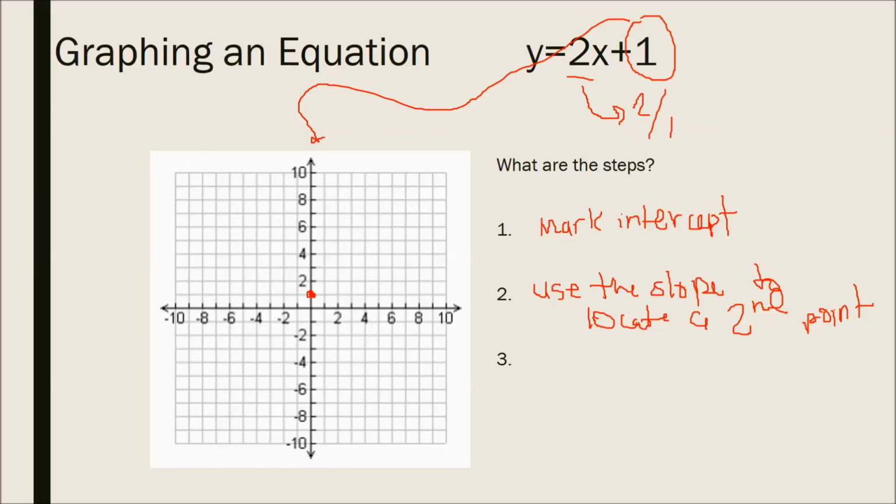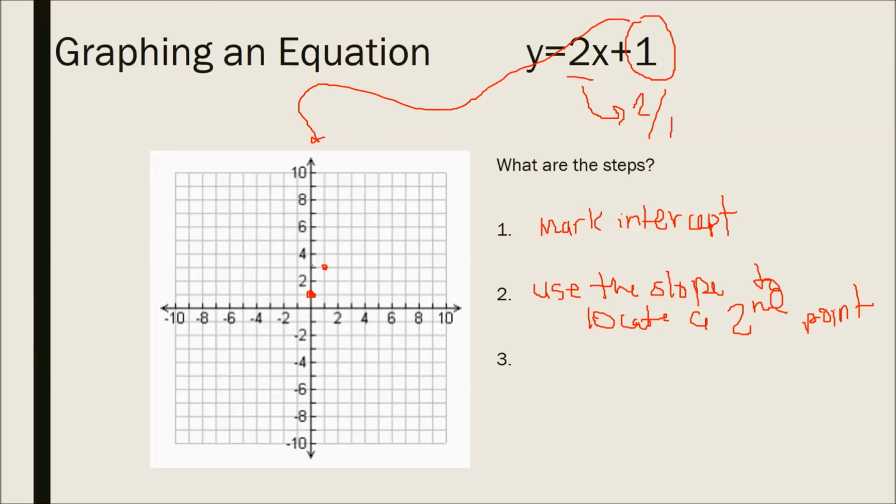If it's positive, you're going to go up and to the right. If it's negative, you're going to go down and to the right. Always to the right, the sign tells you up or down. So being positive here, I'm going to go up 2, to the right 1. I'm going to start at my dot, at my y-intercept, go up 2 over 1, and that puts me right there.